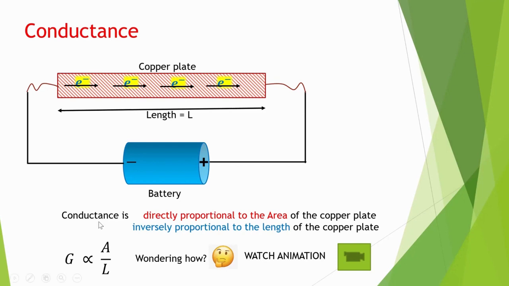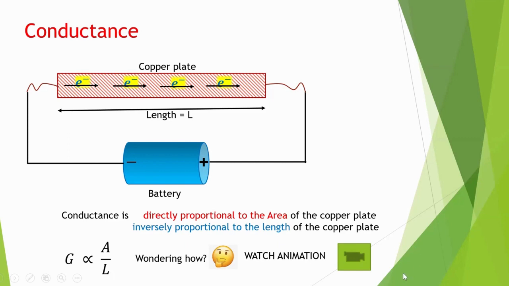Next point is the conductance is directly proportional to the area of the material. If you increase the area of the copper plate, more current will pass through. That is, conductance will increase. At the same time, it is inversely proportional to the length. If you take a longer copper plate, then the conductance will be less. The symbol for conductance is G. To summarize this, we can write G is proportional to A, area, by L, length.